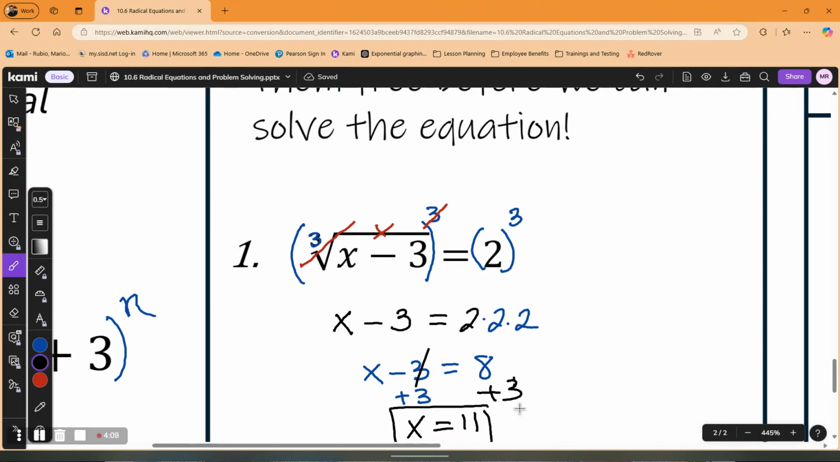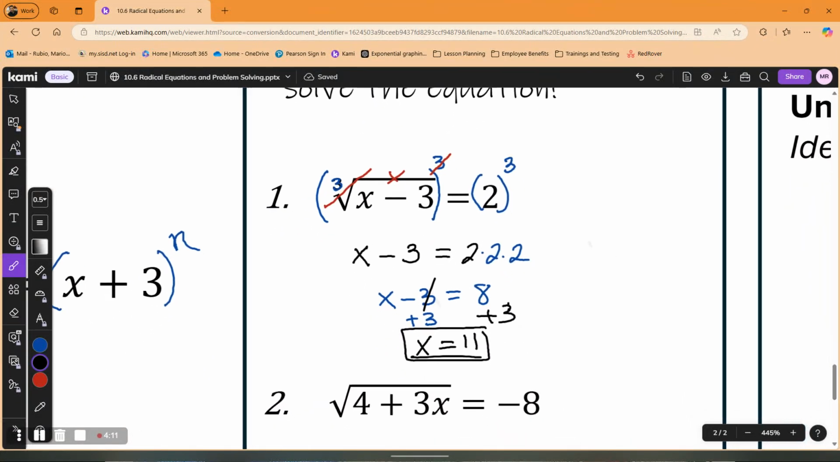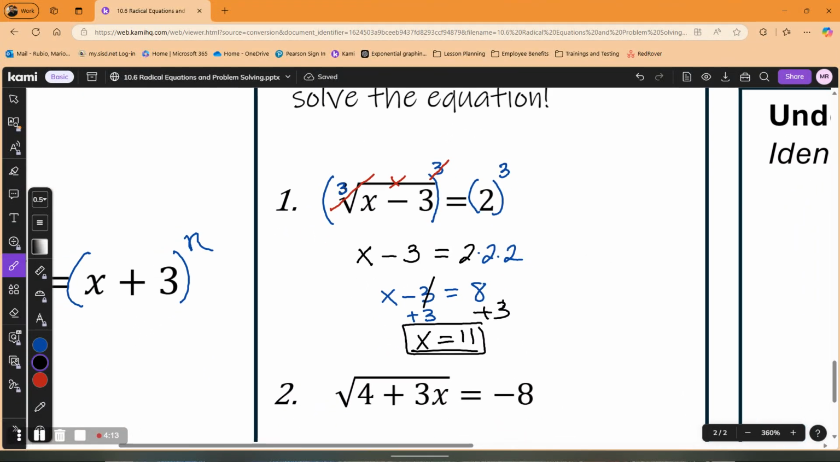Okay. Remember, before we can solve radical equations, we got to set the numbers free. The radical is like a prison. It's like a jail for the numbers. We got to get rid of them. We got to get them out of jail before we can solve.